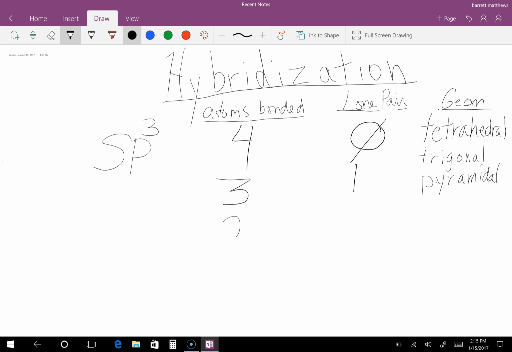I can also do 2 atoms bonded and 2 lone pairs. The 2 lone pairs will push the other 2 down into a bent shape. And lastly, I can do 1 atom bonded and 3 lone pairs, giving me a linear shape.